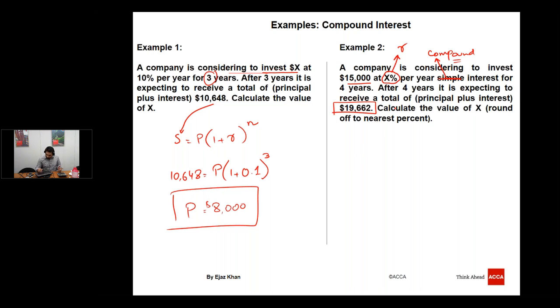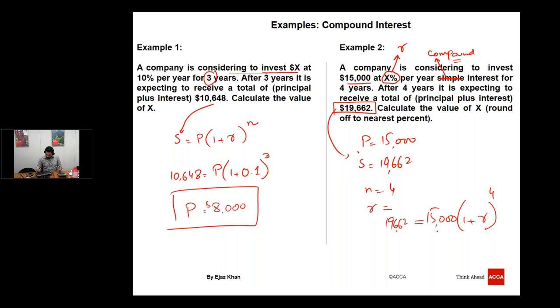So let's see, the amount of investment is $15,000, which is P. P is equal to $15,000. S is equal to 19662. N is equal to 4, and we need to find out R. So the formula is S 19662, P is 15,000, R is what we need to find out, and it's the power 4. So firstly, we'll divide 19662 by $15,000, and let's see what's the answer. Can I have the answer of 19662 divided by 15,000?